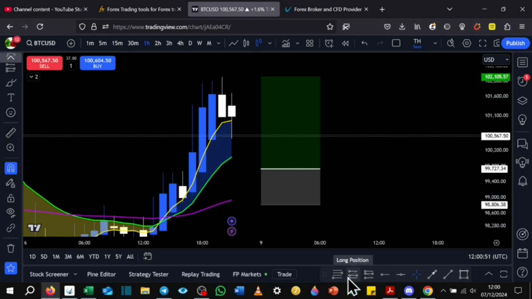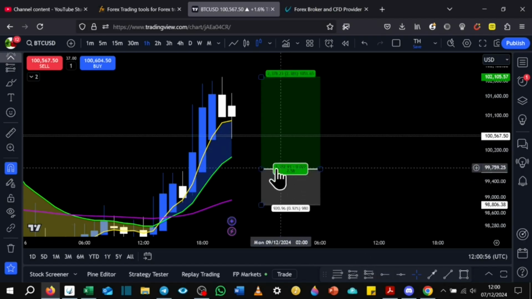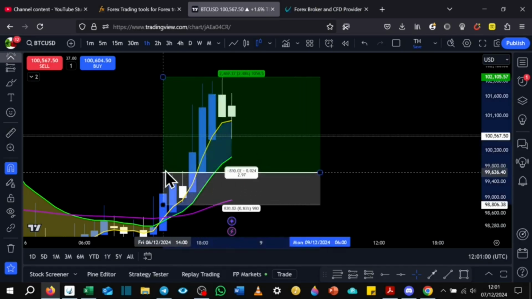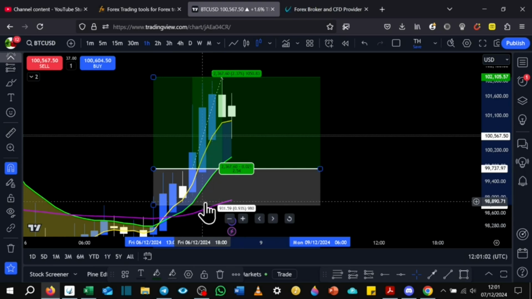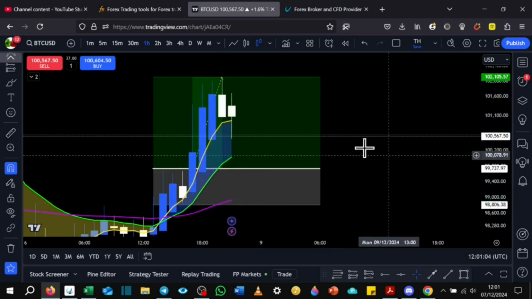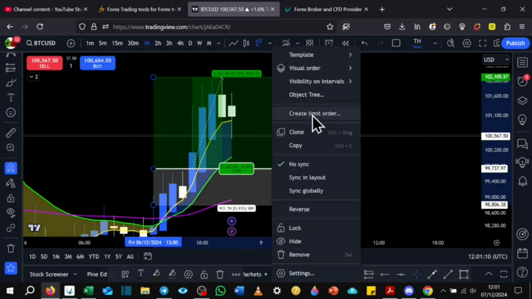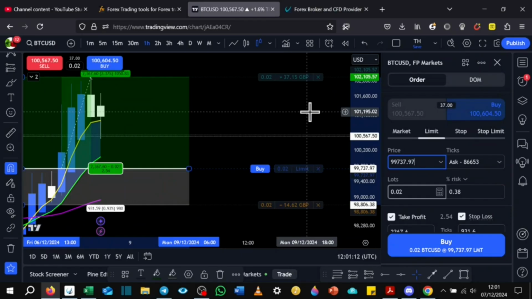So you've got the long position and you've got the short position. So once you've placed your long position and you've said where you want to get in on the trade, and you've set your stop loss where you want to get out of the trade, because we've connected our broker into TradingView, you can right click and go to create limit order. Then this opens the limit order trading panel. As you can see up here, we're on Bitcoin and we're in FP Markets.